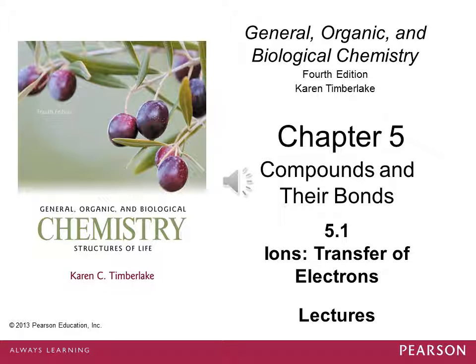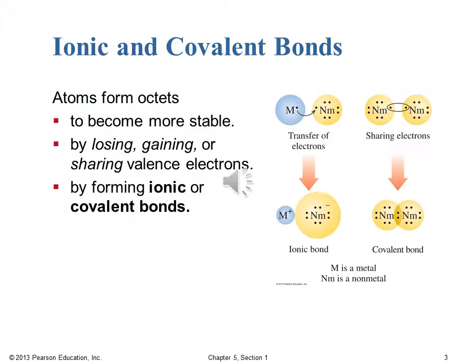In this particular section, we're going to be looking at ions, which involves the transfer of electrons. So one species is going to have now more electrons than protons and therefore a net negative charge, and the other species will have less electrons than protons and will therefore have a net positive charge. And we'll look and see how that transfer of electrons causes a pretty strong, pretty stable ionic bond.